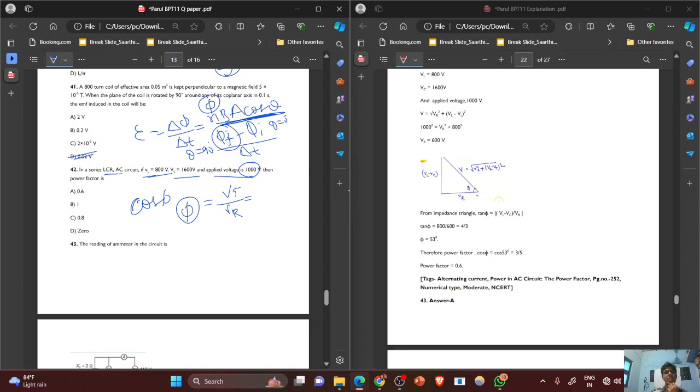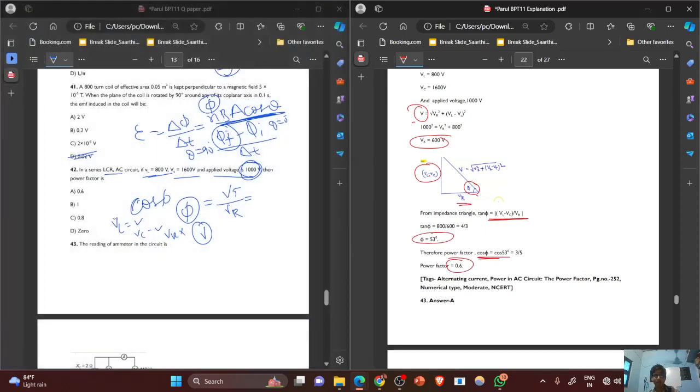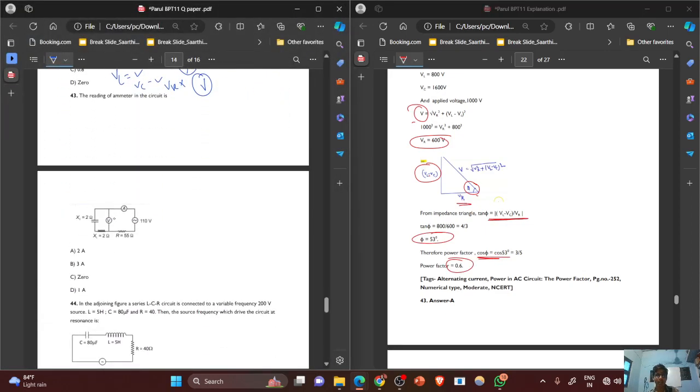Wait for one second. Here, what is given? VL is given, VC is given, VR is not given, but total V is given. You need to calculate VR using this equation. As you can see in the solution, total V is given, we calculated VR. Then using the impedance triangle, we calculate phi. Phi is perpendicular by base. Putting the value, you get phi, and once you get phi, you get the value of cos phi, which is 0.6. Option number first is the correct answer.